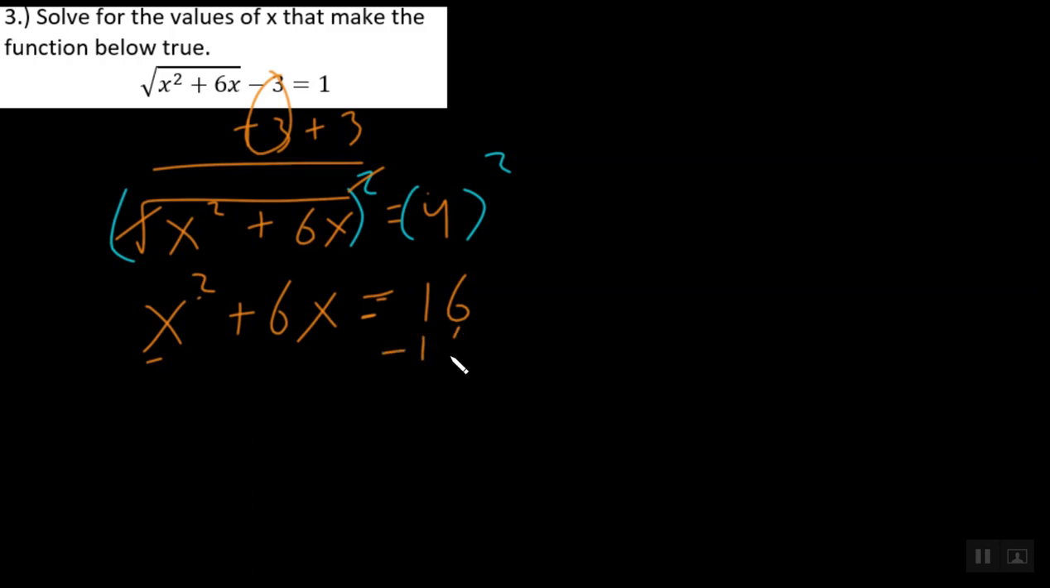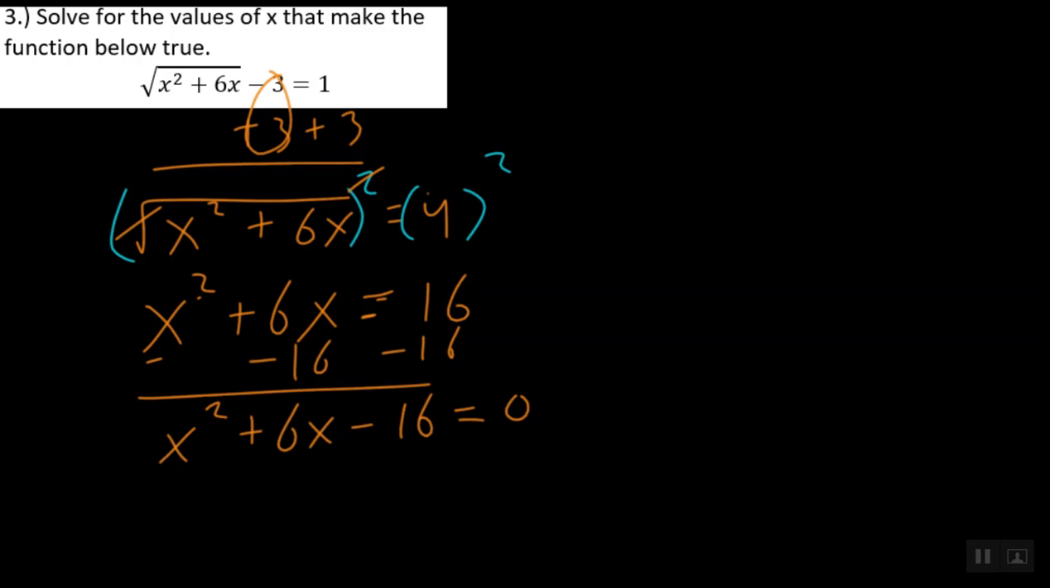So, we can subtract 16 from both sides. And let's write x squared plus 6x minus 16 is equal to 0. Now, from here, let's go ahead and try to factor it. Let's see here. Factor equals 0.